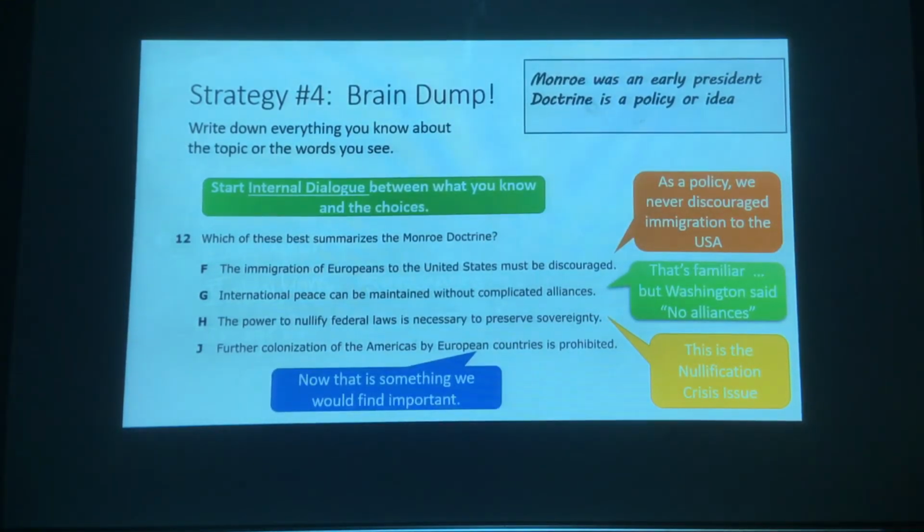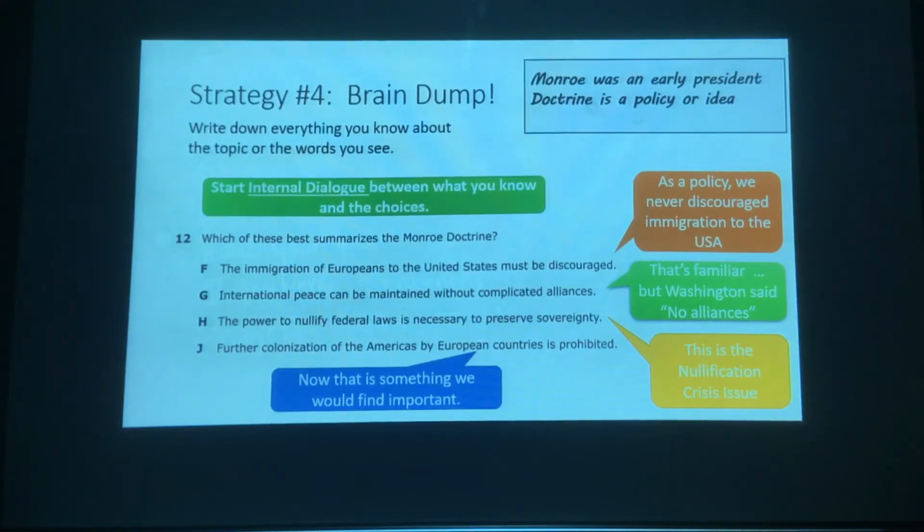As a policy, we never discouraged immigration to the United States. F says the immigration of Europeans to the United States must be discouraged. America didn't do that. G, international peace can be maintained without complicated alliances. That sounds familiar, but Washington said no alliances. This one says complicated alliances. Next, the power to nullify federal laws is necessary to preserve sovereignty. This is a nullification question, so the Monroe Doctrine didn't have anything to do with nullification. So we can eliminate that answer.